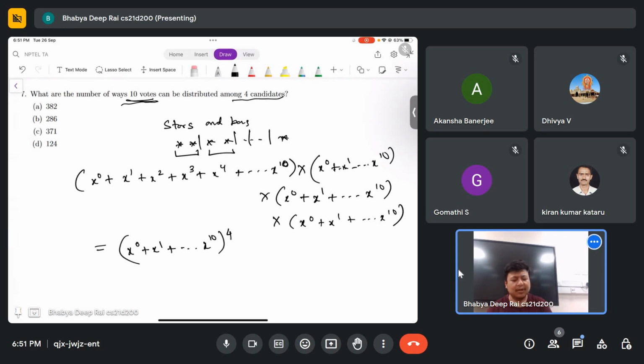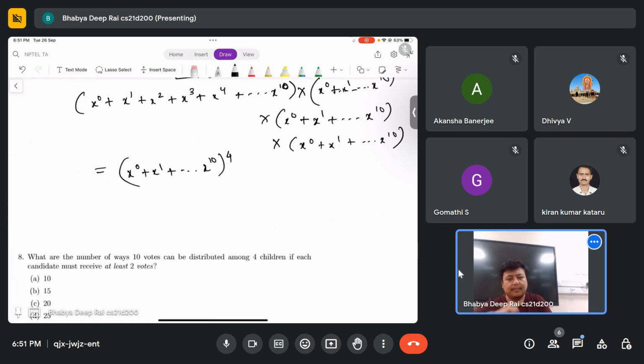Right? So now the total number of votes is 10. If the total number of votes goes to 11, 12 and so on, then that is all invalid because something is wrong with the distribution. But if the total number of votes is 10, then the distribution is proper.